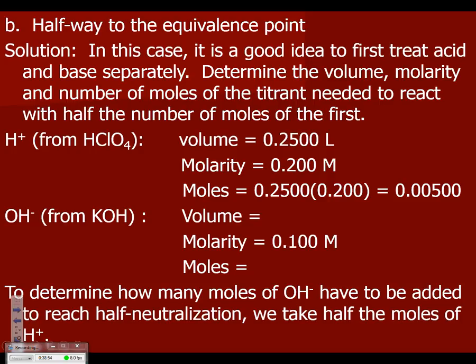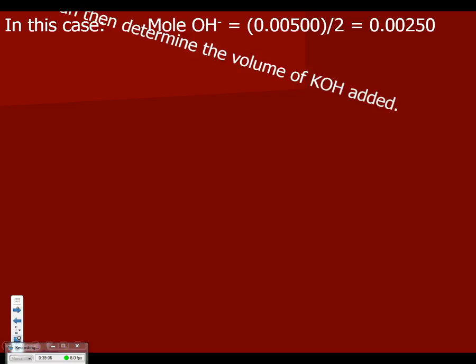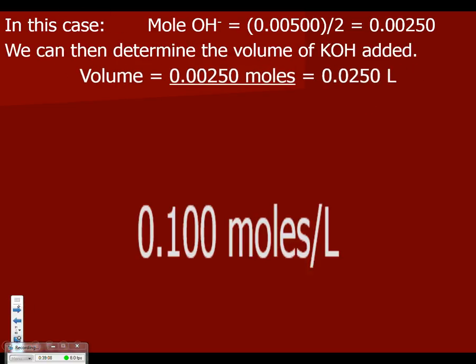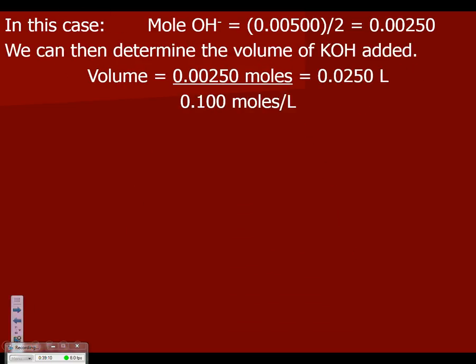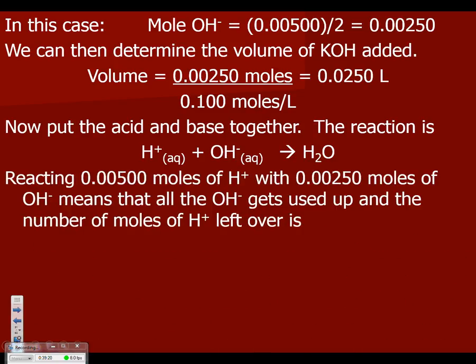If I want to get halfway through the titration, I'm going to need half as many moles, right? So we cut it in half. That's not too hard, right? And then we can determine the volume by going moles divided by molarity, which gives us the liters that we're going to be adding. So now we put the acid and the base together, and we get this reaction, which is strong acid, strong base.